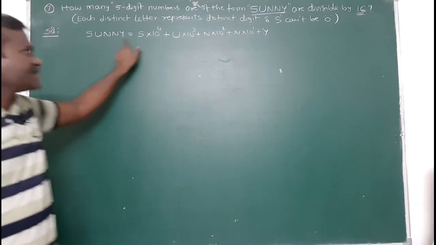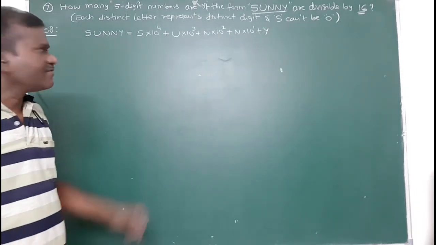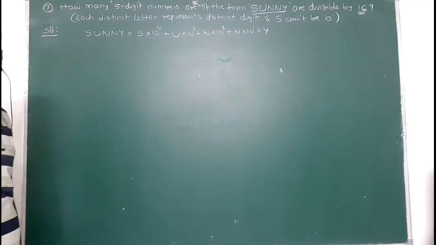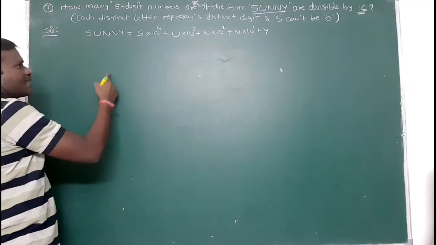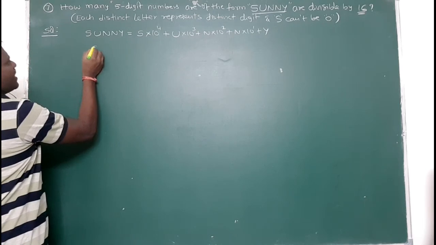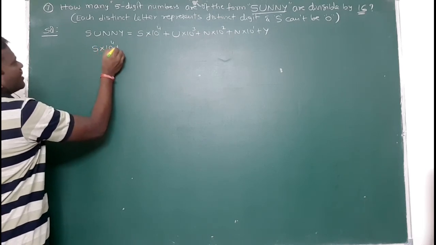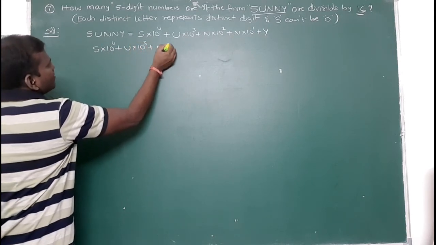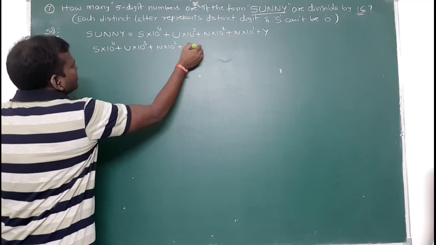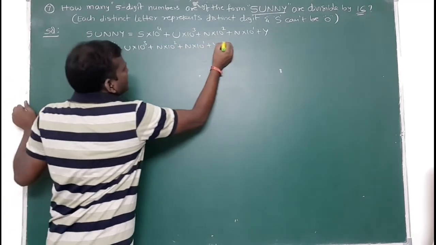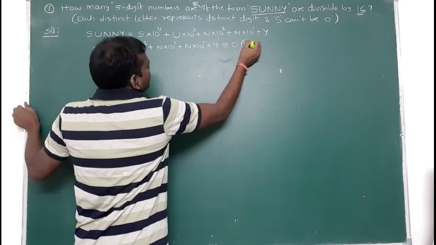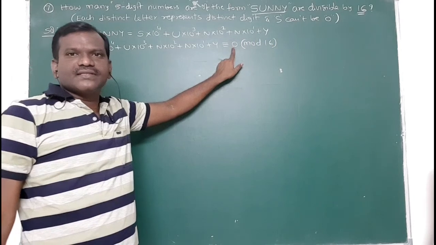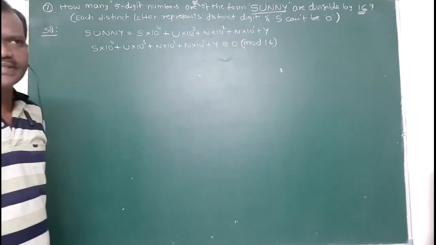We want the numbers which are divisible by 16. Divisible by 16 means the remainder is 0, and only then it is exactly divisible by 16. So I am applying the mod 16 format: S times 10 power 4 plus U times 10 cube plus N times 10 square plus N times 10 power 1 plus Y is congruent to 0 mod 16, that is, the remainder is 0 when divided by 16.